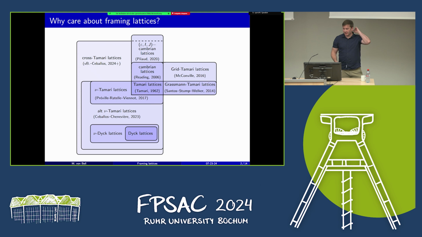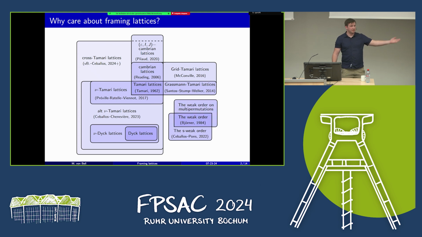That was done by McConville. We have more lattices that I'm exhibiting here. We have the weak order. We have also the S-weak order, which generalizes the weak order that we just heard about in the previous talk. And also a weak order on multi-permutations exists. And there's the Boolean lattice.